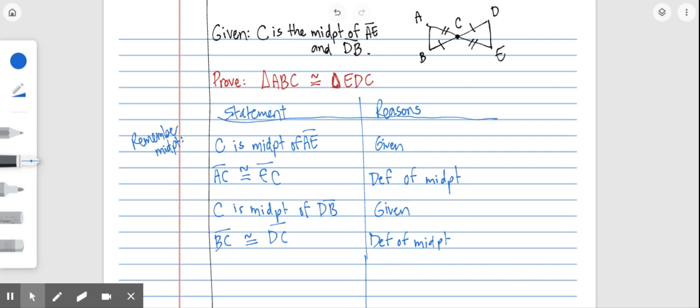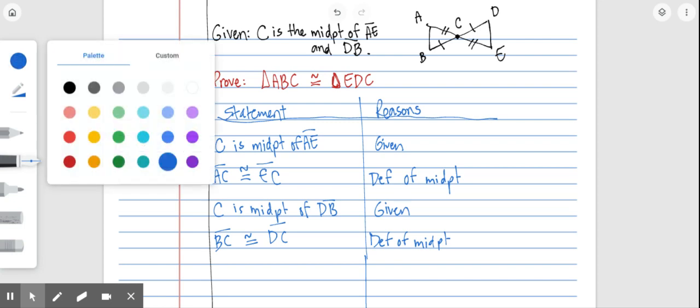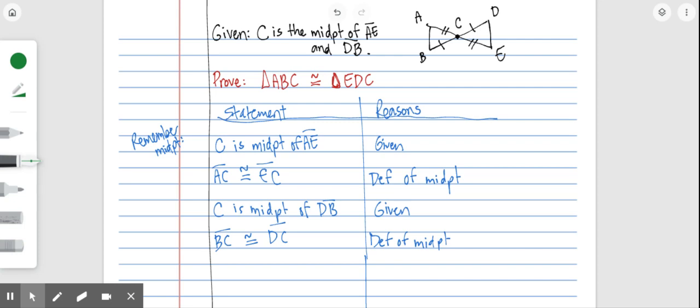All right, I'm done with all my given information. So I'm just going to change color just so that I know. I'm done with the given stuff. I was only given these two things, and I took stuff away from it. And that's what's marked in the diagram.